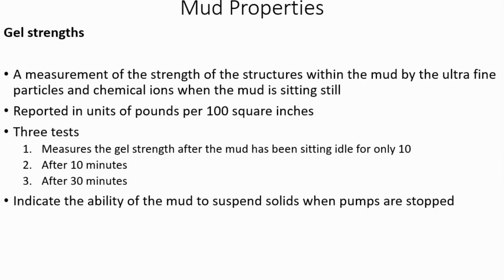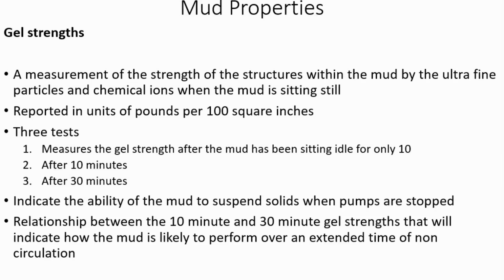So they indicate the ability of the mud to suspend solids when the pumps have stopped. Now the relationship between the 10-minute and the 30-minute is really important, because if you have them close together, that's called a fragile gel strength, and that means that after 60 minutes it is probably not going to be much greater than after 30 minutes. However, if the difference between the 10-minute and the 30-minute is greater, it's called a progressive gel strength, and that would indicate that it might get really hard to break circulation after an extended period of sitting idle.